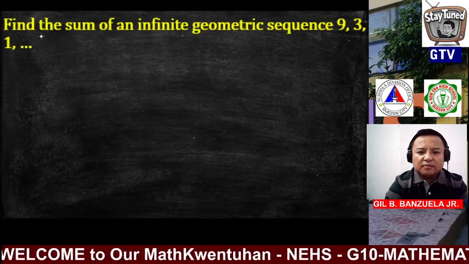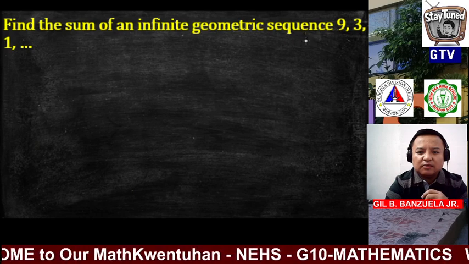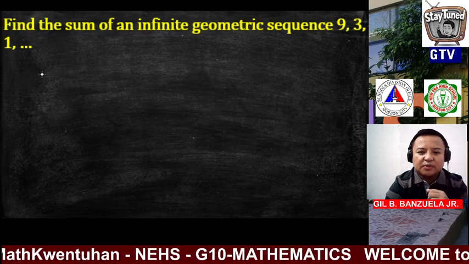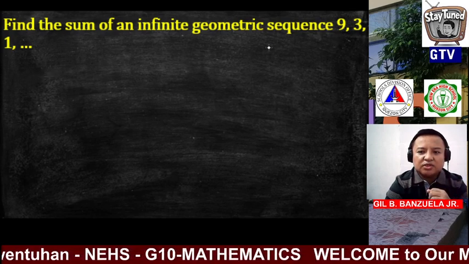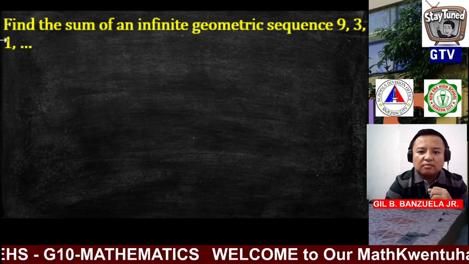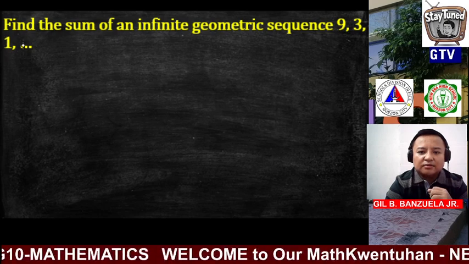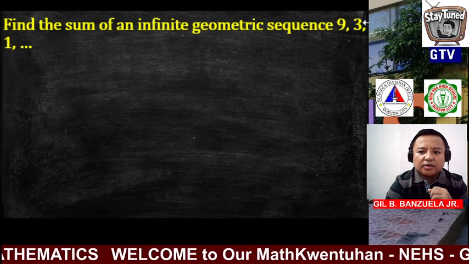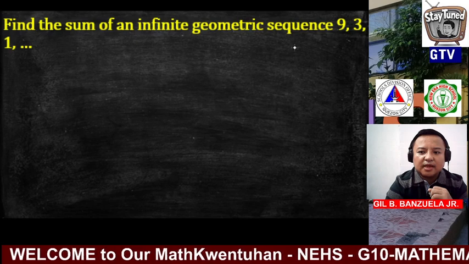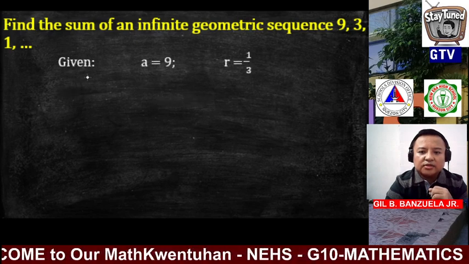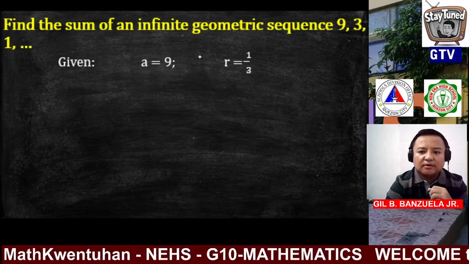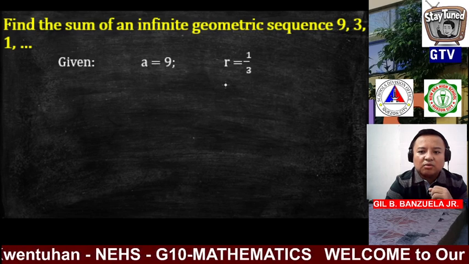Our next problem: find the sum of the infinite geometric sequence 9, 3, and 1. Just like what we did on our first problem, we identify the first element, which is 9. This time we also get the common ratio by dividing the last value towards its left. So 1 divided by 3 is 1/3, then 3 divided by 9 is also 1/3. So the givens are a sub 1 equals 9, the first term is 9, and the common ratio is 1/3.